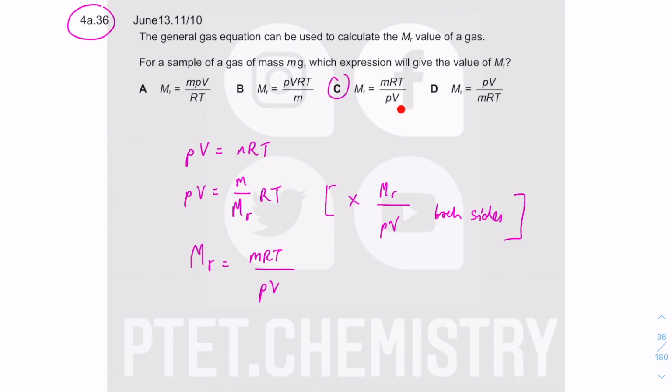So this is a very straightforward question. It seems to be a knowledge type of question, but really if I know my ideal gas equation as stated in the syllabus, I would be able to rearrange this just by relating number of moles to mass over Mr for the gas.